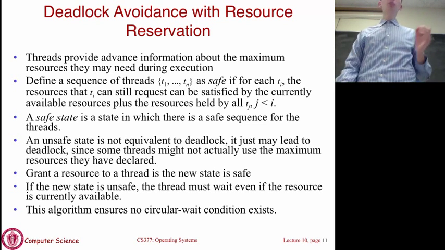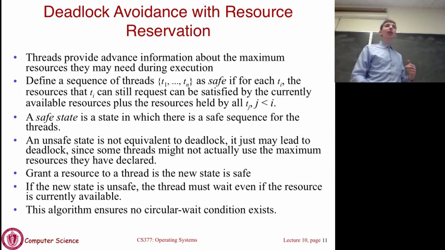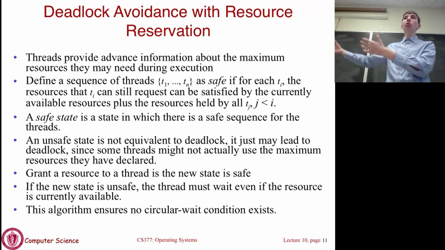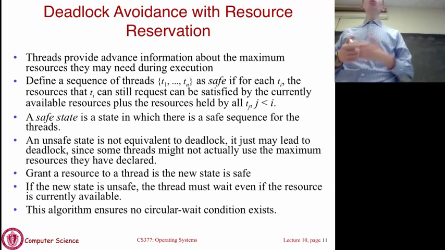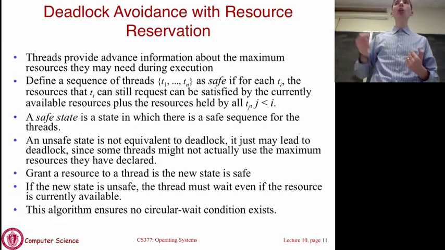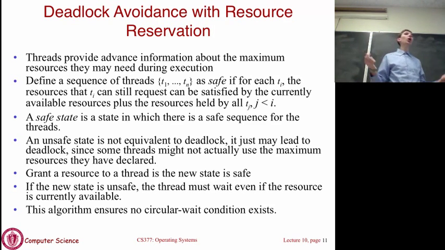So the basic idea is that if we have some number of threads, and we know that those threads might ask for some set of resources in the future, we want to be able to say, in the current state, given resources that are currently assigned, as well as resources that threads might want in the future, is it ever possible for a deadlock to occur?